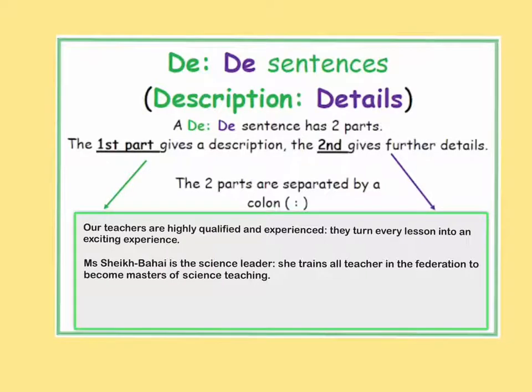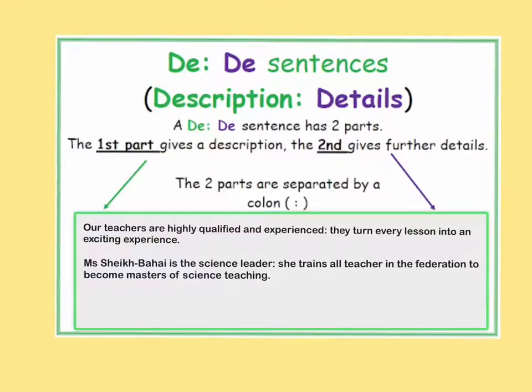Let's have a look at this one. Our teachers are highly qualified and experienced. This is your first part of the sentence. This is a description. Colon. They turn every lesson into an exciting experience. That's detail. How they are experienced. What's the effect of being qualified and experienced?